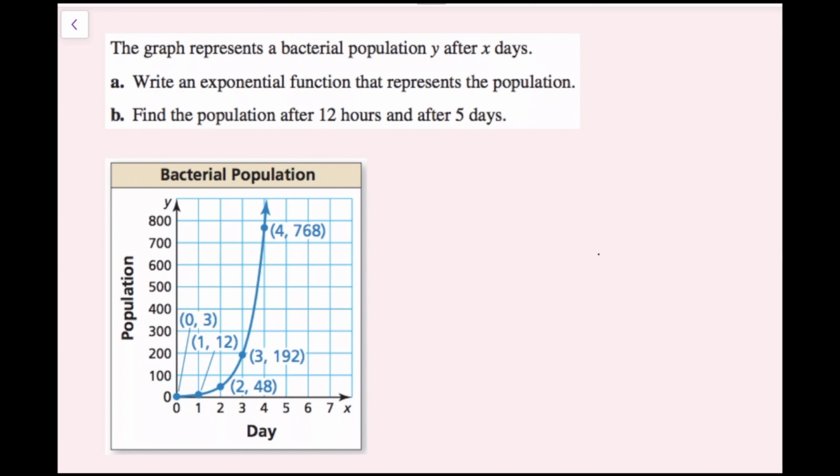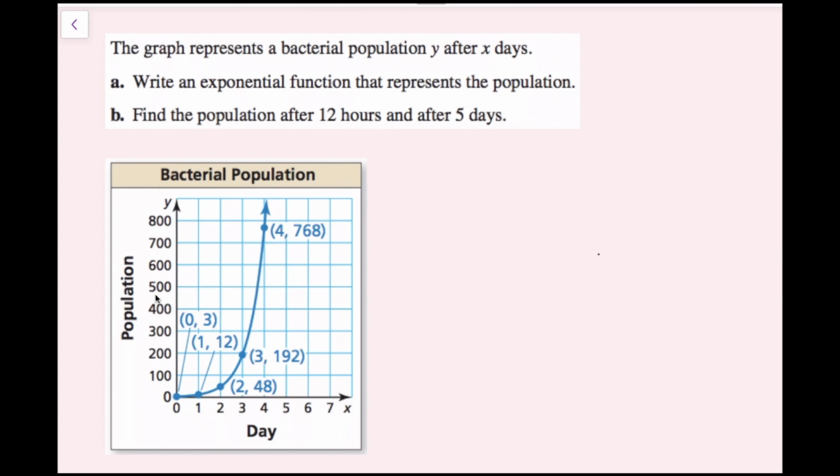The graph represents a bacterial population, y, after x days. A. Write an exponential function that represents the population. B. Find the population after 12 hours and after 5 days. All right? So first we need to write this exponential function.